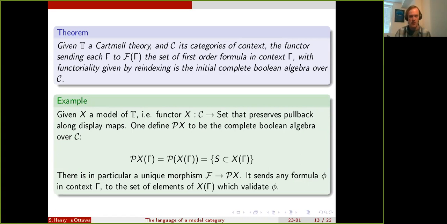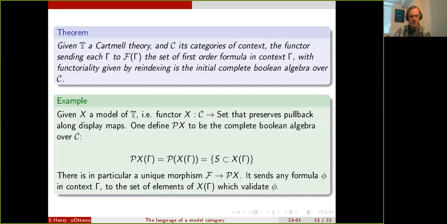I'm using the contravariant power set. As X is a covariant functor, P of X becomes a contravariant functor, and you can check that the left adjoint I've mentioned before exists, and that you have the Beck-Chevalley condition. So in particular, you get a unique morphism from the Boolean algebra of formulas to P of X for any X. This is the morphism that sends any formula in context gamma to its interpretation, that is the set of elements of X gamma which validate phi.